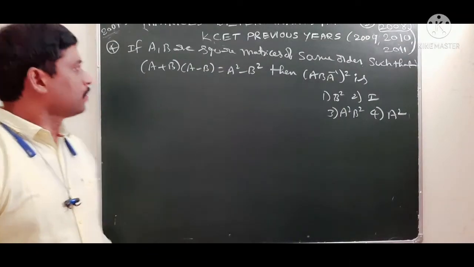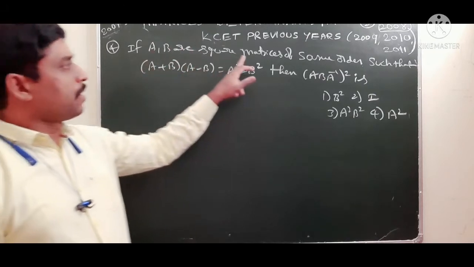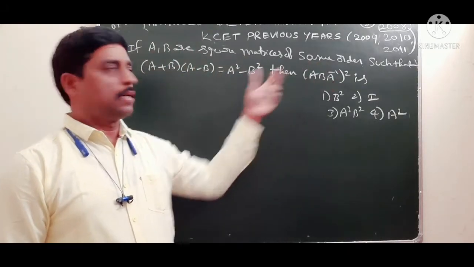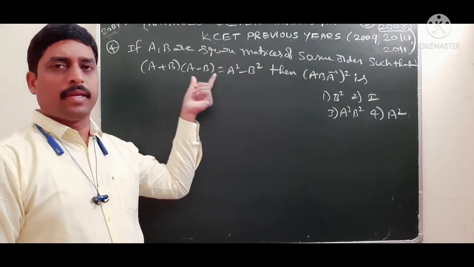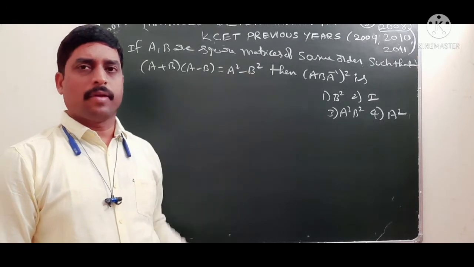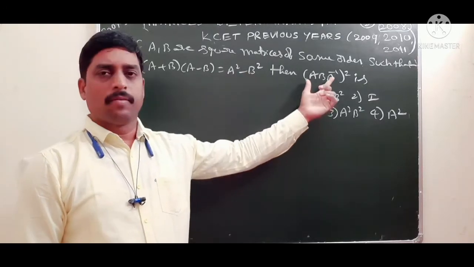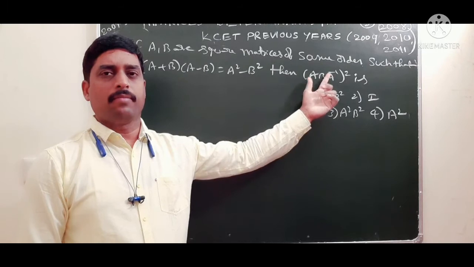Look at the next question. A and B are square matrices of the same order such that one condition is given: A plus B into A minus B is equal to A square minus B square. Then we have to find the value of AB A inverse whole square.